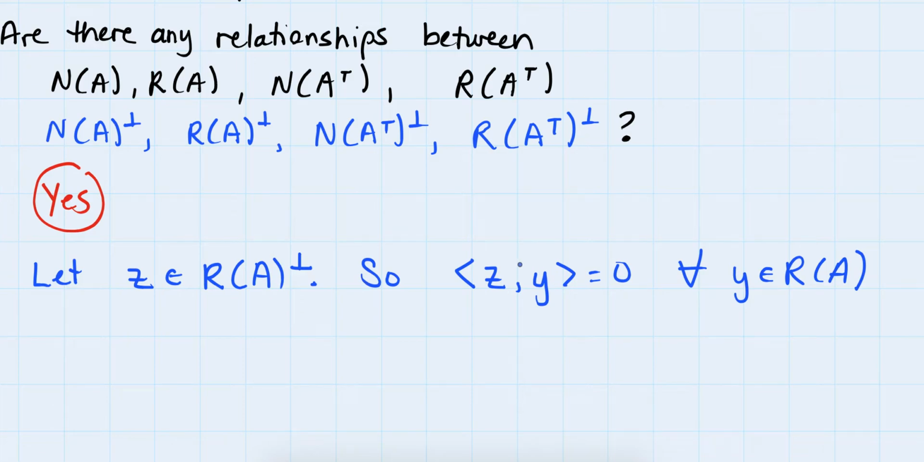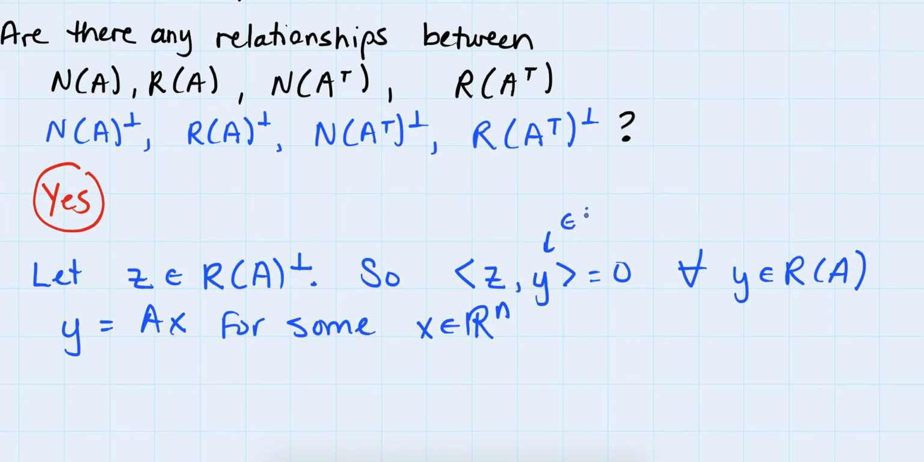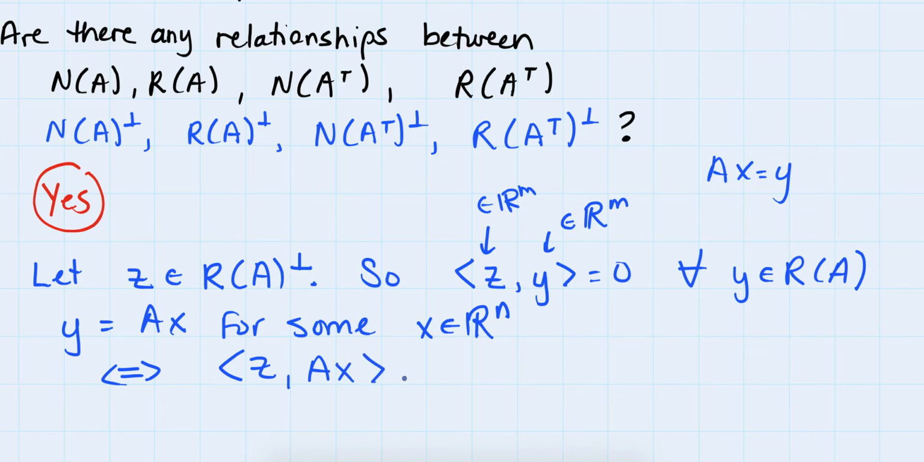Any vector in the orthogonal complement, if you take the inner product with a vector in the original space, which is the range, we get 0. But since Y is in the range, we have that Y is equal to A times X for some X in Rn. Remember, that was the definition of the range. If you have something in the range, this is a vector in Rm. So remember, you have Ax is equal to Y. This is m by n, this is n by 1, and this is m by 1. So Z is also in Rm. And the inner product has to be 0 in order for this to be in the orthogonal complement. So since this is true, that's true if and only if the inner product of Z with Ax is equal to 0.